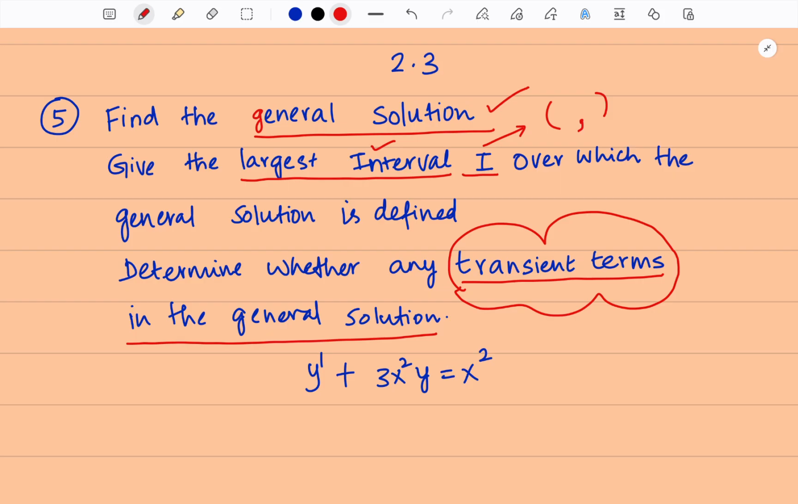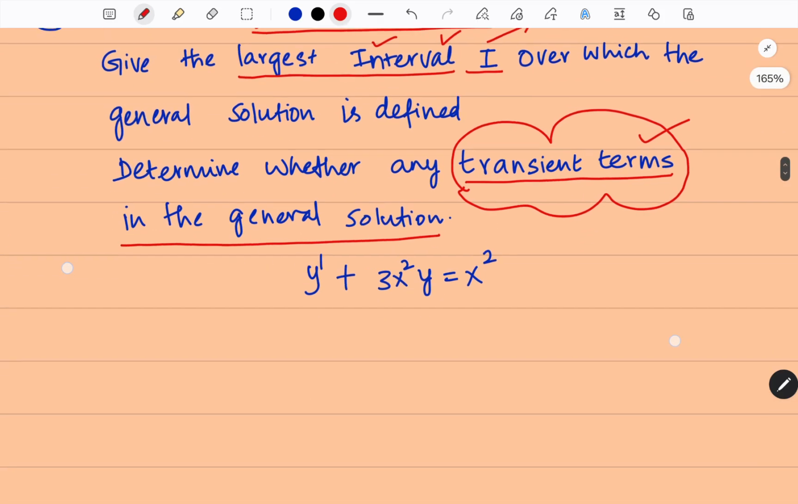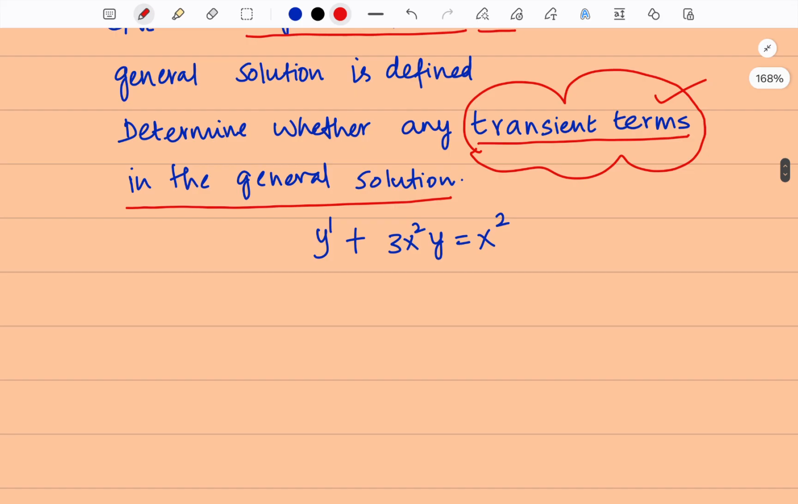So when x is equal to plus infinity or x is equal to minus infinity, automatically some particular terms in your final solution become zero. Those terms are called transient terms. Okay, so I'll solve this equation. Once the solution is ready, I will explain what your largest interval is and what your transient terms are. Okay. Right. Let's start this first order differential equation.